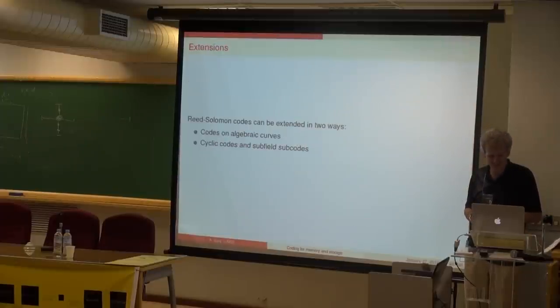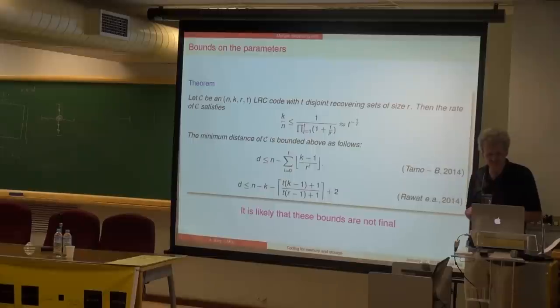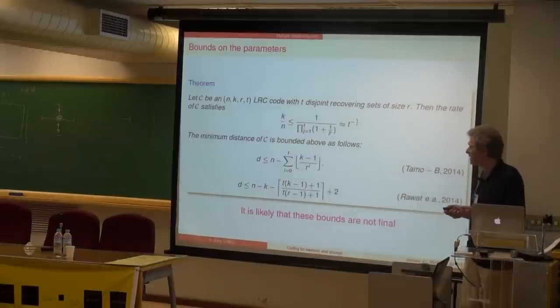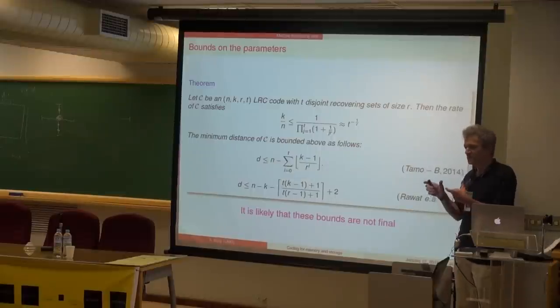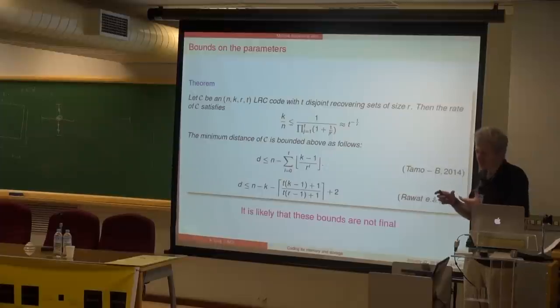Before going there, here are bounds on the parameters of codes with multiple recovering sets. So t recovering sets, proofs become difficult. And disappointingly, these results are very likely not final, because those multiple recovering sets start to interact with each other in a non-obvious way. So you do some counting on a graph, for instance, but at some point you need to give something away. And as you are giving it away, you are probably losing in the tightness of the bounds.